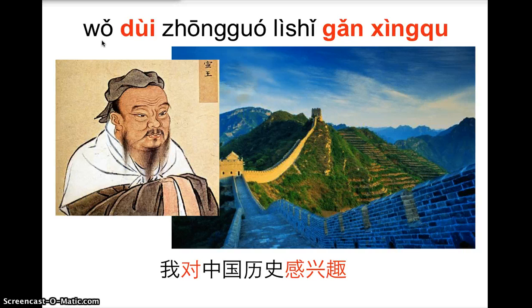So how do you say that? 我对中国历史感兴趣. Say it with me. 我对中国历史感兴趣.